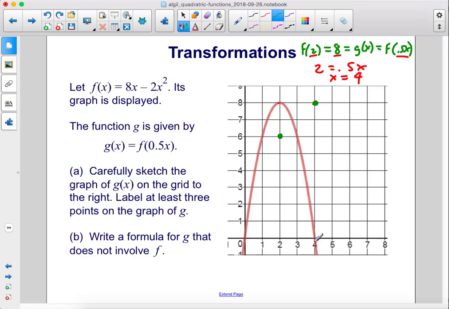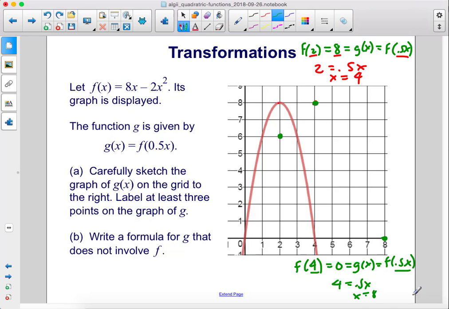Down here we see that on f of x, f of 4 equals 0. So now f of 8 will equal 0 because we have f of 4 equals 0. And when we're trying to set 0 equal to g of x, because we want to figure out the 0 of g of x, we see that g of x equals f of 0.5x. So because all of these are equal, they all have the same y value, 0, we can set 4 equal to 0.5x.